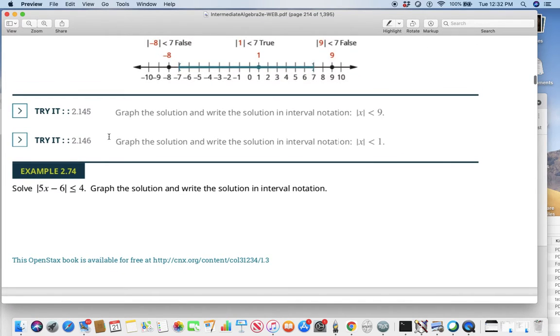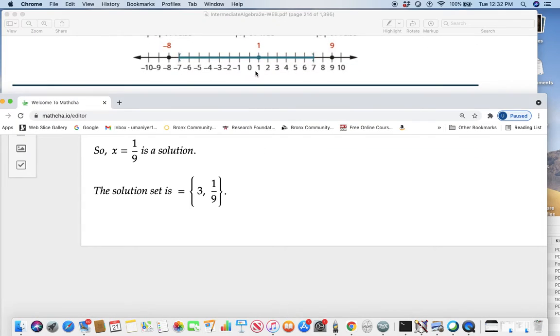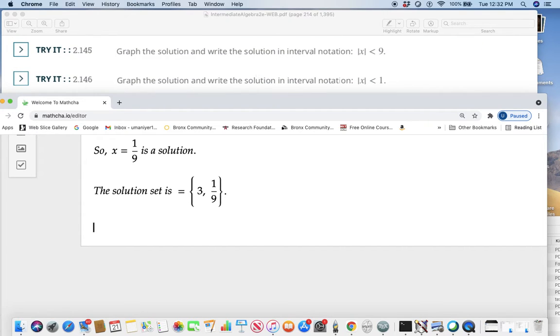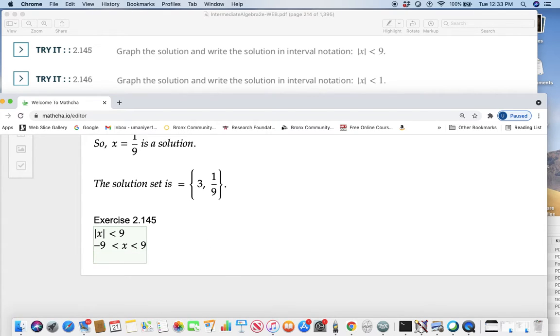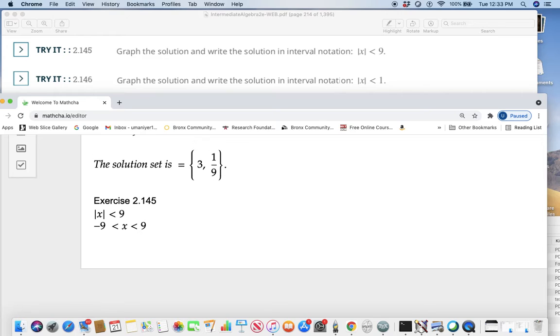Now let's try some ourselves. Exercise 2.145. You want to graph the solution and write the solution in interval notation. Absolute value of x less than 9. If it is less than, notice 9 is a positive number. You take negative 9 less than x less than 9. What does this mean? Let's graph.